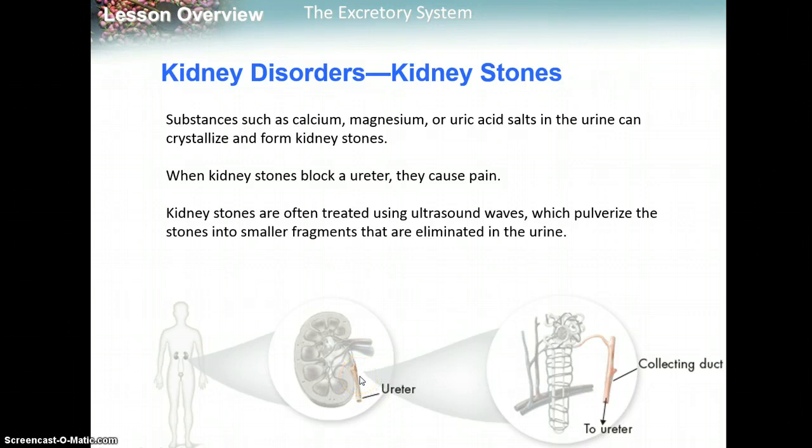You'll feel it as back pain because that's where your kidneys are located. Kidney stones are often treated by using ultrasonic waves that pulverize these stones into smaller fragments, and then you'd pee it out. That is a very painful thing to go through. If you know someone that's been through that, I'm sure they can tell you how painful it is.